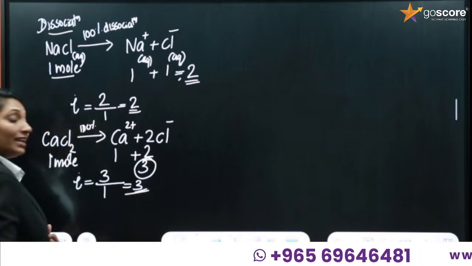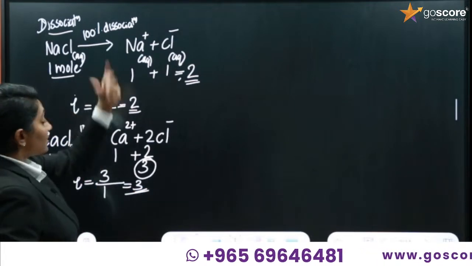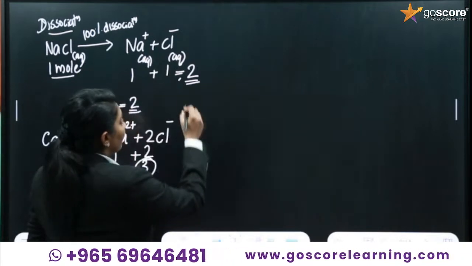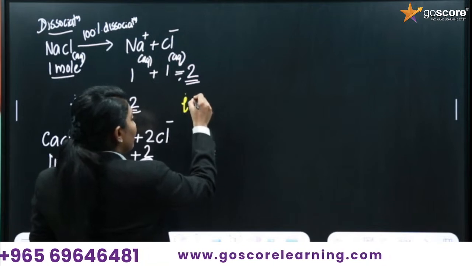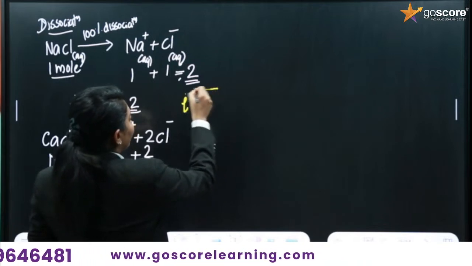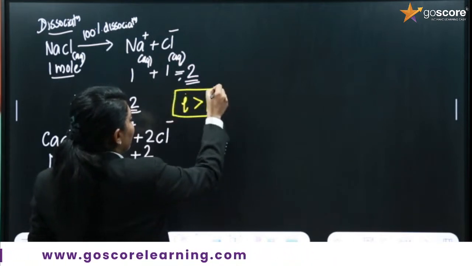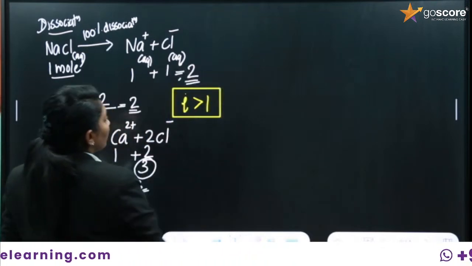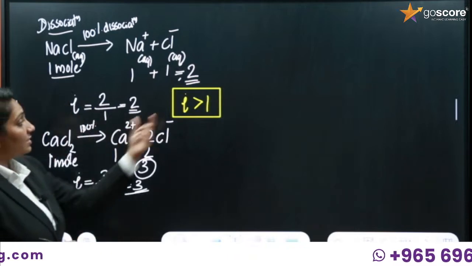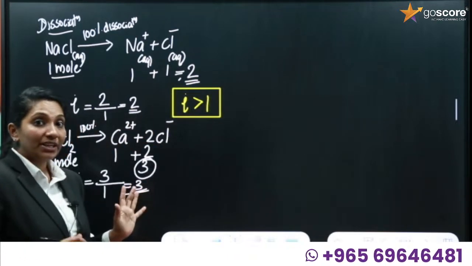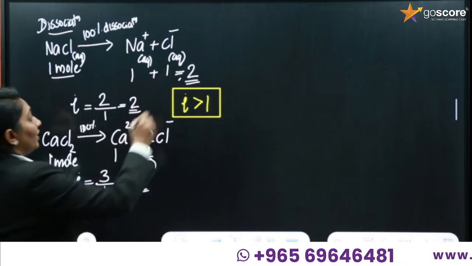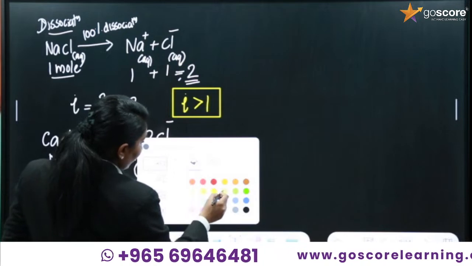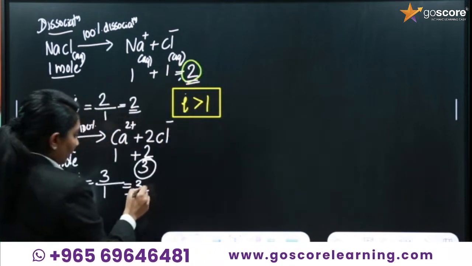That is equal to 3. For dissociation, the Van't Hoff factor value will always be greater than 1. That is only for dissociation. For dissociation, always the Van't Hoff factor value will be greater than 1. What we got here is 2, and what we got here is 3.